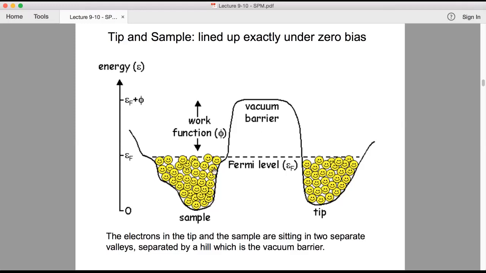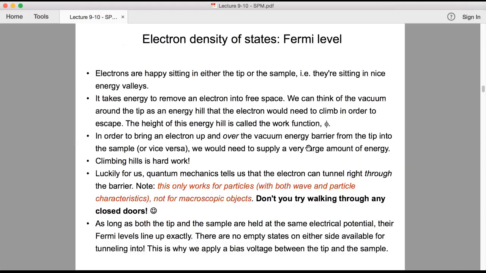So if the electrons from the sample want to go to the tip, then the electrons will have to obtain that needed work function energy to climb up the vacuum barrier and go to the other side, right? Electrons are happily sitting either in the tip or on the sample. They are sitting in nice energy valleys, right? It takes energy to remove an electron into free space because they are happily sitting. There's an inertia for them to go out from the sample. So you need to supply that energy to break it free from the sample or from the tip.